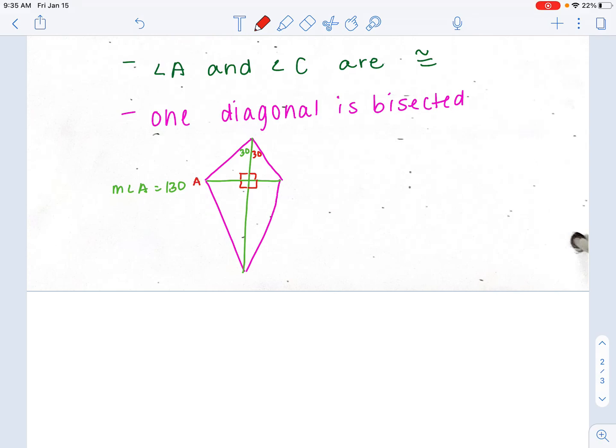If we know that angle A right here is going to be 130 degrees, we can find this part of it because it's part of that little triangle. So we can do 180 minus 90 minus 30 and get 60. And since that whole angle is going to be 130, I can do 130 minus 60 and get 70. And since these two top triangles are congruent, that means that this angle is also 60, which means this angle is 70. I can repeat the process to figure out this angle down here. If I do 180 minus 90 minus 70, I get 20, which means this is 20.